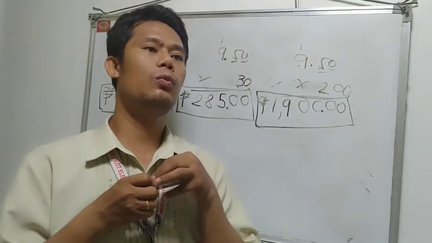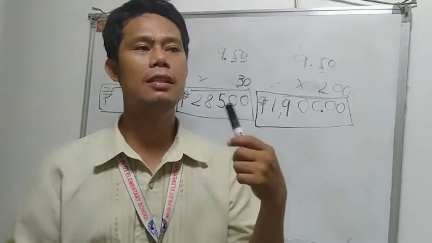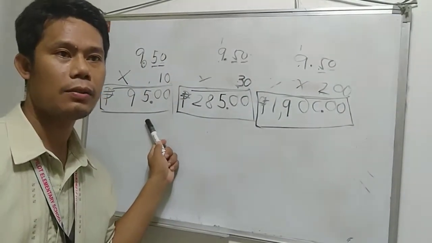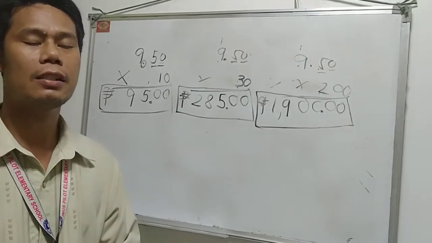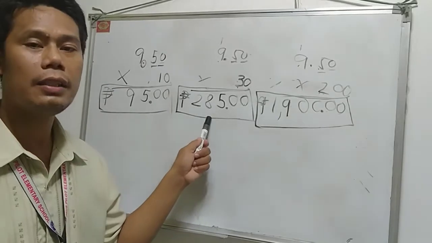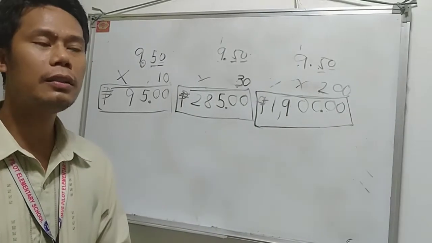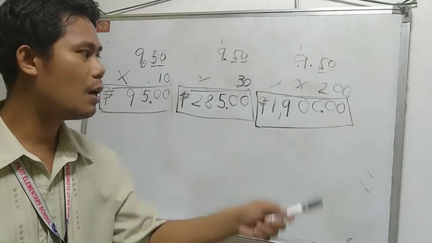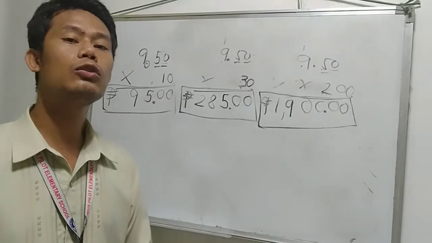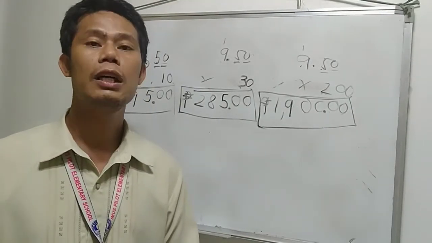Again, how much will Justin save for 10 days? Okay, Justin saves 95 pesos for 10 days. How about in 30 days? Okay, in 30 days, Justin saves 285 pesos. How about 200 days? For 200 days, Justin saves 1,900 pesos. That is how to multiply decimal numbers by whole numbers.